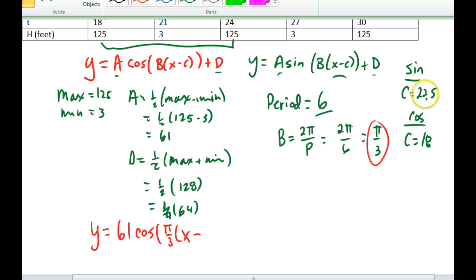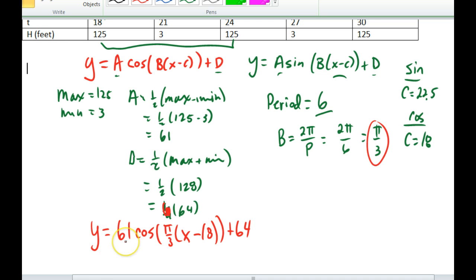My C value would be 22.5 seconds. Oh, that's the sine. For this one it is 18. And then I go plus my D, which is plus 64. There's no half there. Okay, so that's your equation of the sinusoidal for my height off the ground at a certain time. This you could maybe use T, and this you could use H. That would be more specific for what we're doing.